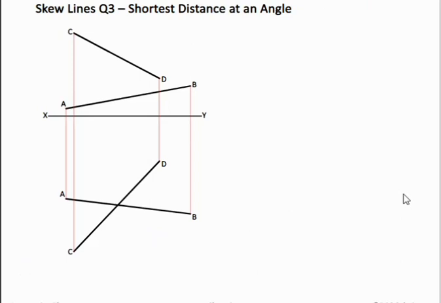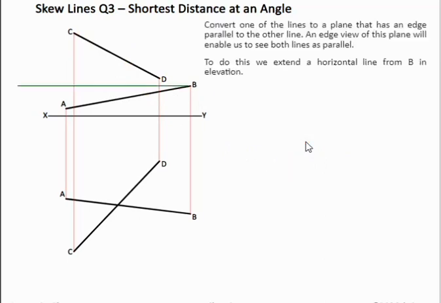Now the third option is if we want to find the shortest distance at an angle. So for example, in this question, what we might be told is we want the shortest horizontal distance between the two lines, but it needs to be at 45 degrees. So we need to construct a line that is at 45 degrees from CD to AB, and it needs to be at 45 degrees. So we'll look at how we set this up.